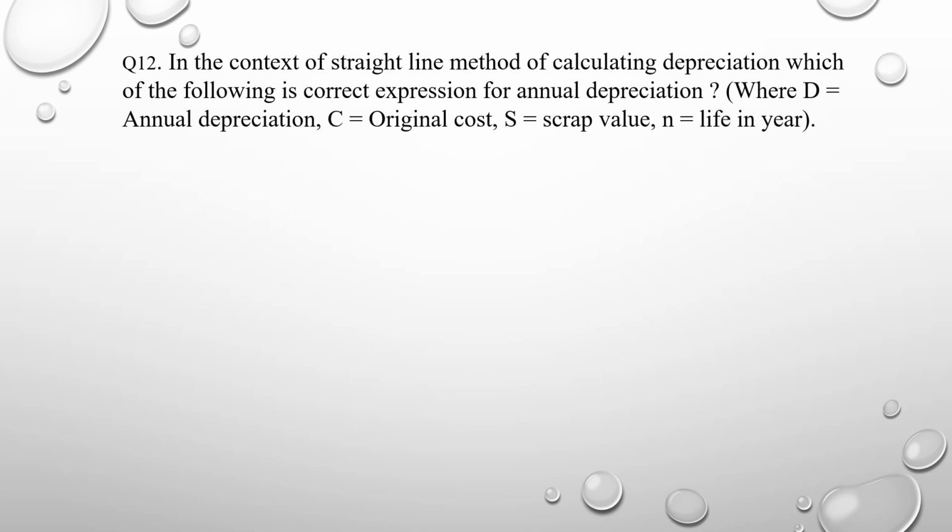Then question number 12. In the context of the straight line method of calculating depreciation, which of the following is the correct expression for annual depreciation? Here they just ask the formula related to annual depreciation. So D in the formula is annual depreciation, C is the original cost, S is the scrap value, and N is the life in years. So the answer is option number first. D is equal to (C minus S) divided by N. It means annual depreciation is equal to original cost minus scrap value divided by life in years.